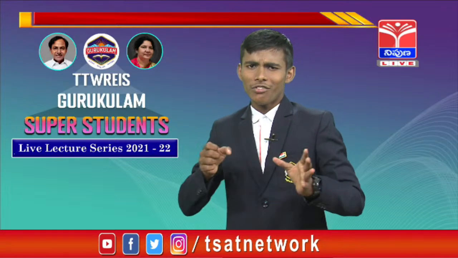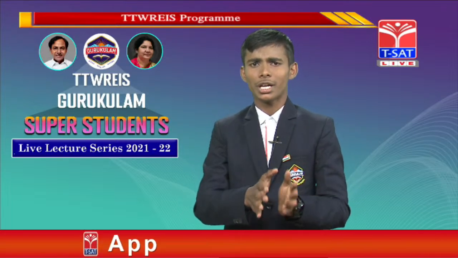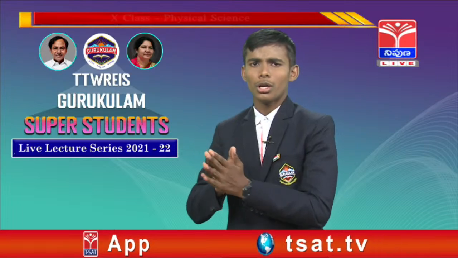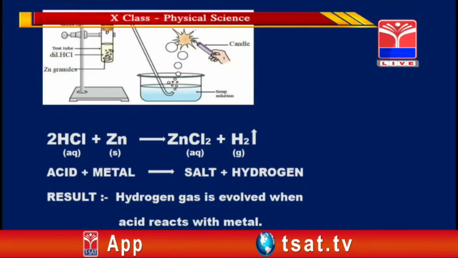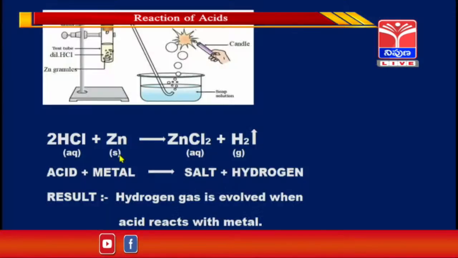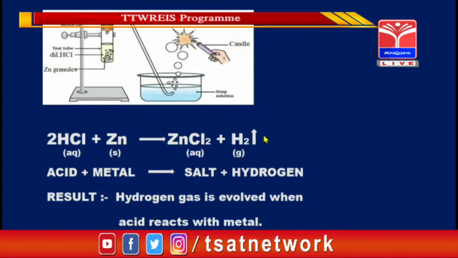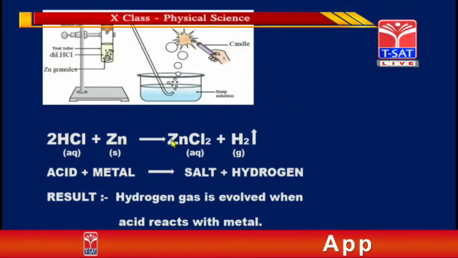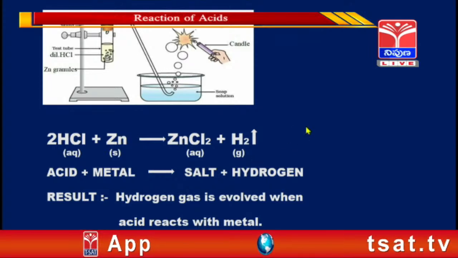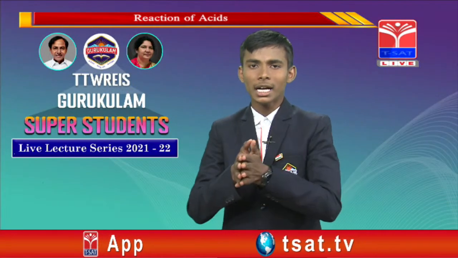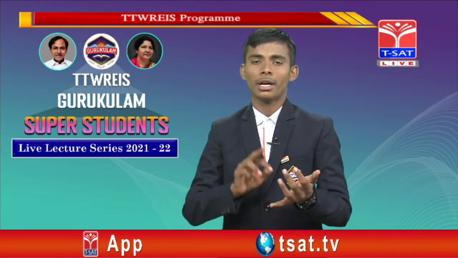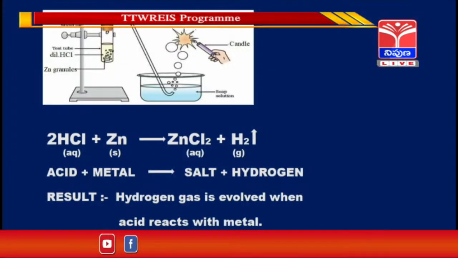We know that if we bring a burning matchstick near hydrogen gas, it burns by making a pop sound. So we can conclude that hydrogen gas is evolved in the test tube, meaning hydrochloric acid reacts with zinc, forming zinc chloride salt and hydrogen gas. Here the upward arrow mark indicates gas evolved in the reaction. When hydrochloric acid reacts with zinc, it forms zinc chloride and hydrogen. Here hydrochloric acid and zinc are the reactants, zinc chloride and hydrogen are products.